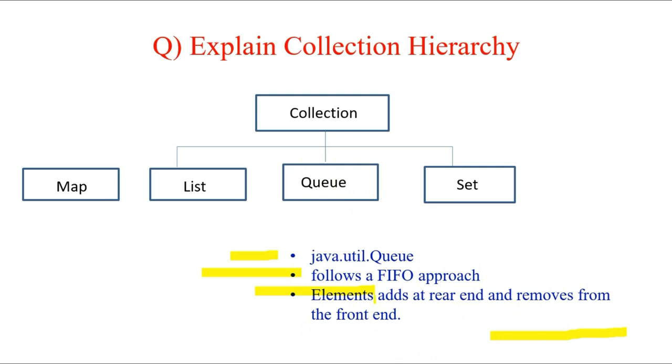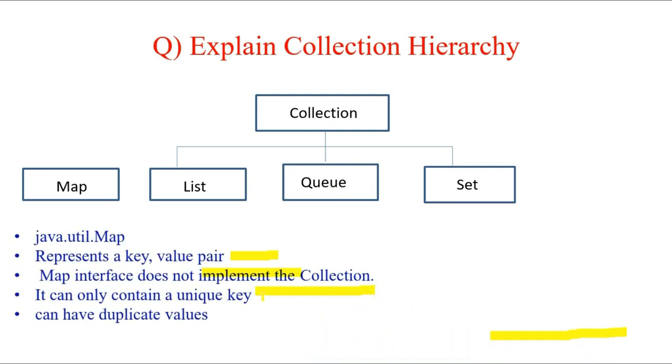And the last one, which does not actually extend the collection interface, is java.util.Map. It represents a key-value pair, so it's always in the form Map<K, V>, where K defines your key and V defines your value. The map interface does not implement the collection interface, and it contains only unique keys but can have duplicate values.